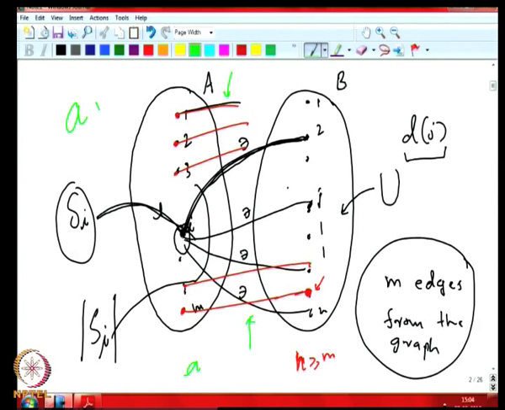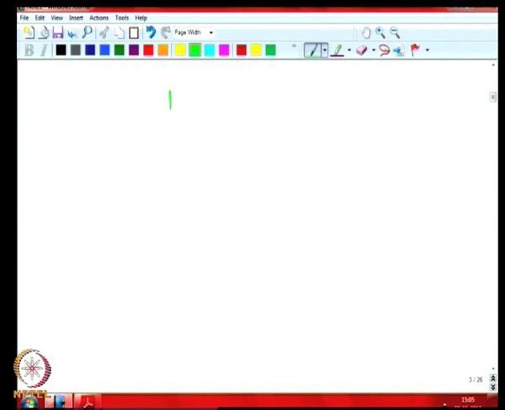In graph theory, it is called a matching. And in this specific case, we say that we seek a matching of the A side. That means we want every vertex on the A side to be matched. Hall's theorem is about the existence of such a matching.